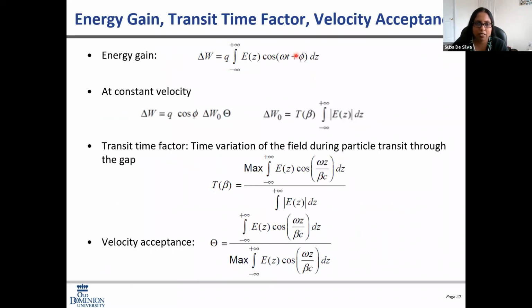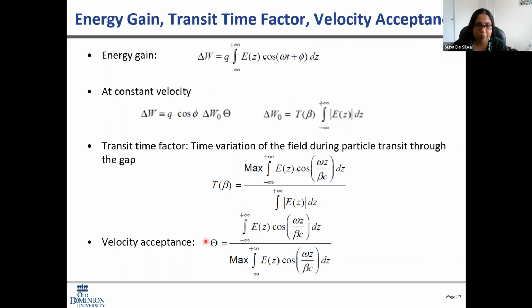The next term is to see how much is the energy gain, so that it's simply the same integral multiplied with the charge of the particle. And unlike the standard elliptical cavities where you operate at beta equals 1, here we define two additional parameters. One is the transit time factor. This gives the time variation of the field during the particle transit through the gap. So it defines, as it goes through a certain gap, the variation of the time. And the second term is called the velocity acceptance.